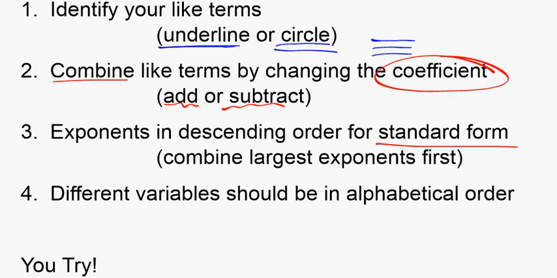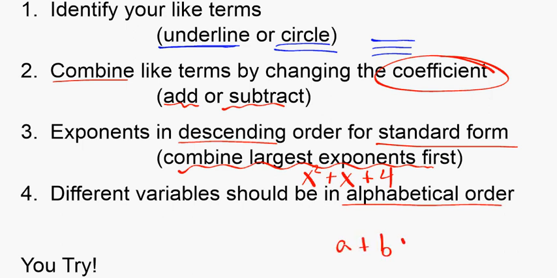So I would recommend you combine the largest exponents first. That way they're all in descending order. Right? Your x squared is before your x, which is before your constant. Okay? And then we also talked about alphabetical order. So if you have different variables, A is before B, which is before C, which is before D.